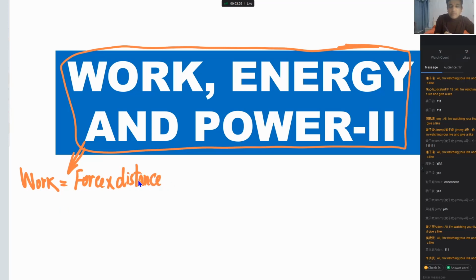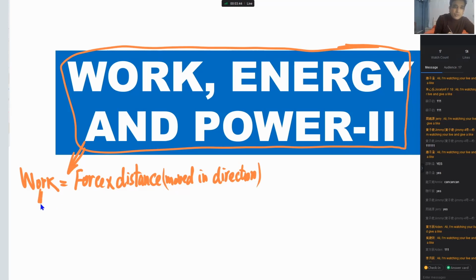Distance moved in direction of force. So this part is very important. Distance moved in direction of force. So this is what you need to understand.